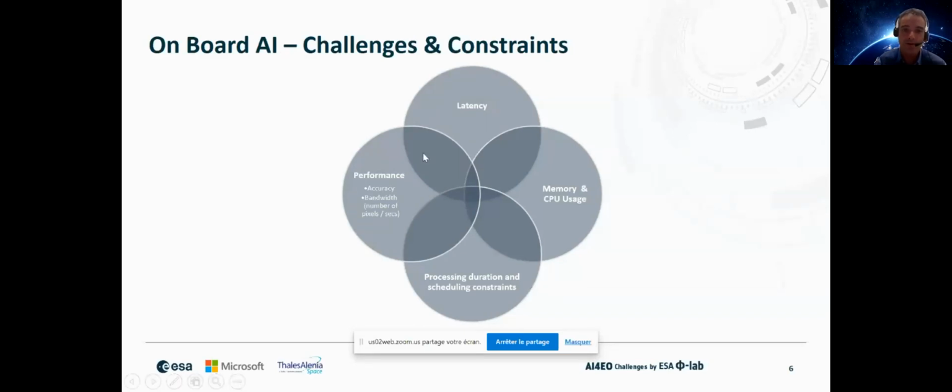And of course, the raw performance in terms of accuracy, and this has been described already, and the bandwidth capability to process a certain number of pixels per second. And the idea is to be fast enough to offer, let's say, significant and useful applications. And the trade-off between all these will be needed to have, let's say, applications that run smoothly and by creating value.